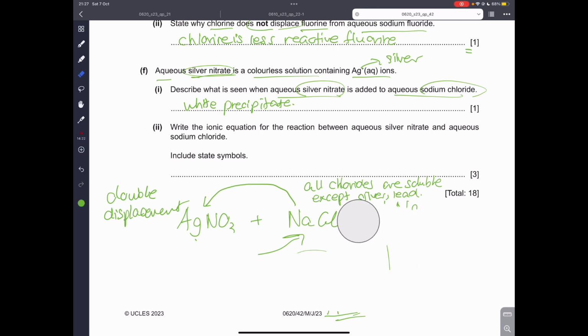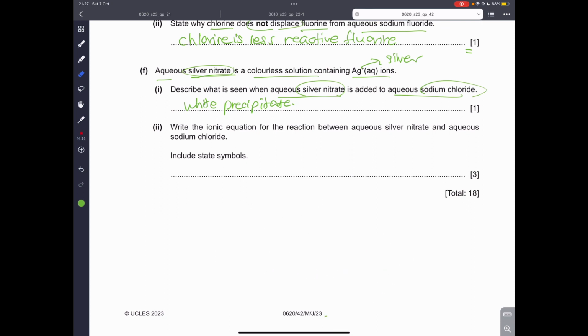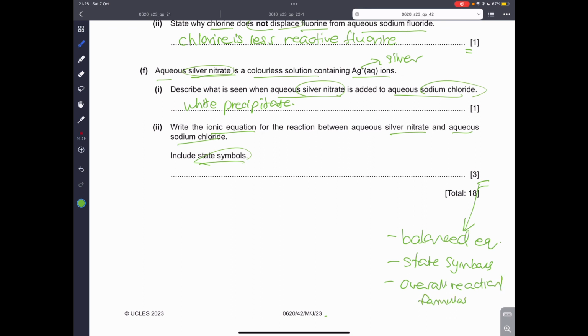So next, the question: write the ionic equation for the reaction between silver nitrate and aqueous sodium chloride. Now we have to include the state symbols. This gives us 3 marks. So for this full 3 marks, you have to write a balanced chemical equation. You have to make sure that there are state symbols included, and basically the overall reaction is correct. All your formulas should be correct.